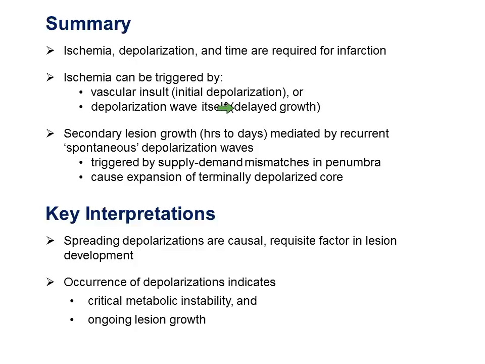Furthermore, the secondary lesion growth is mediated by recurrent spontaneous depolarizations. We know now that they're not spontaneous, that they're triggered by supply-demand mismatches in the penumbra. And they cause lesion growth by expanding the zone of the terminally depolarized core. And again, as long as that depolarization persists for a threshold duration, the tissue will become infarcted.